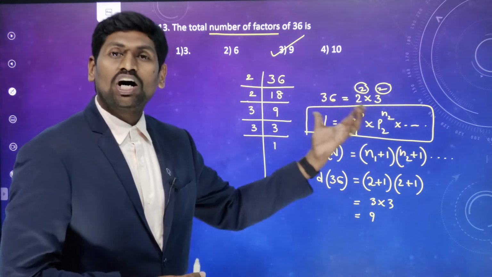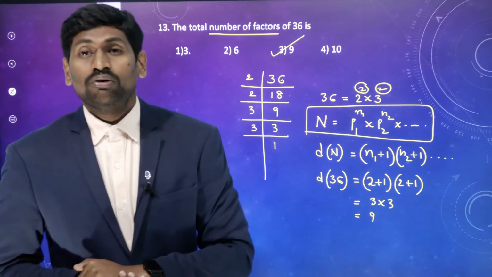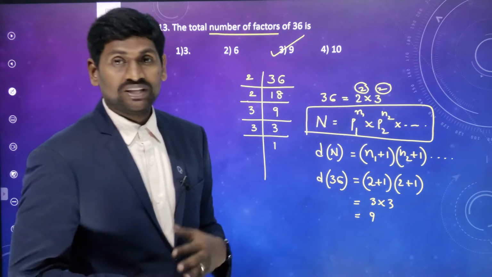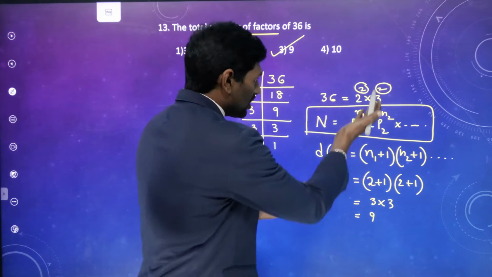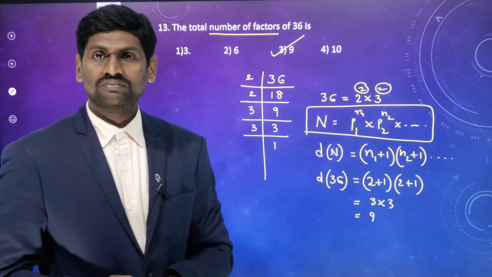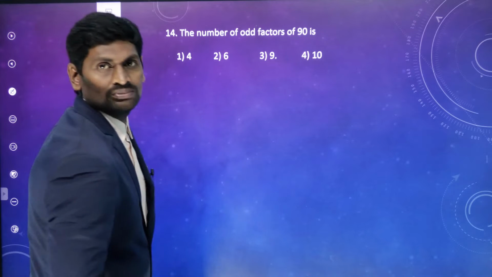If asked about the odd factors, we should only take odd primes. That means in this case we have to take only 3 power 2, or 3 square. Clear? Let us see for this problem.